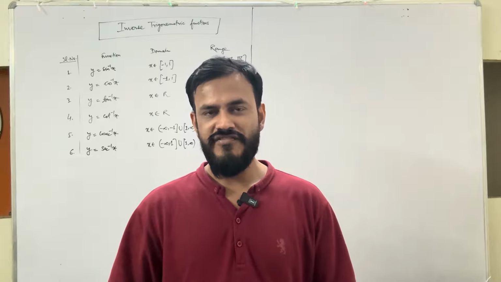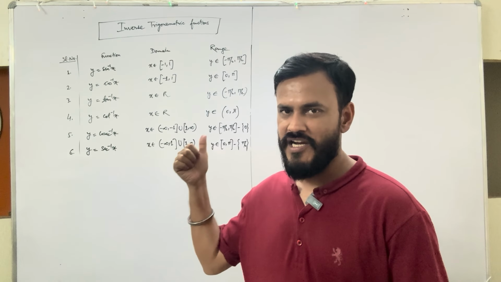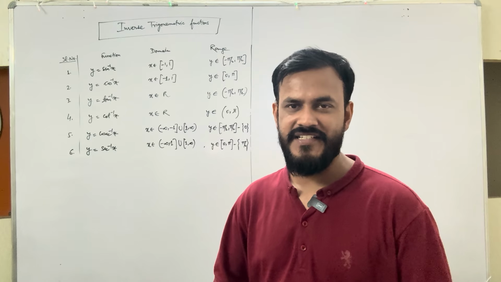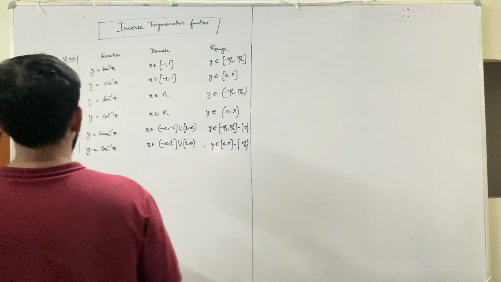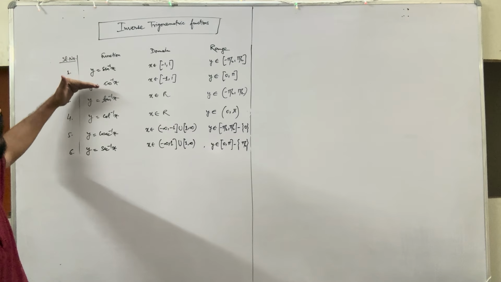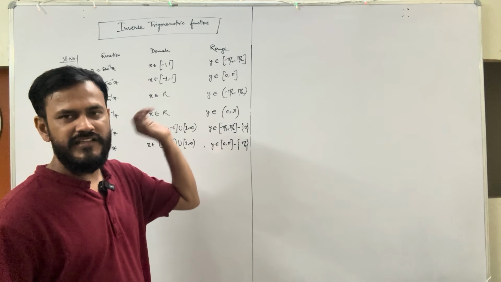Today we are going to discuss inverse trigonometric functions, for which I have made a table here. So this chapter is extremely easy. It is highly scoring. So let us look at the table first. This table lists the serial number. Here you have functions. I have noted down all the functions, domain and their range.